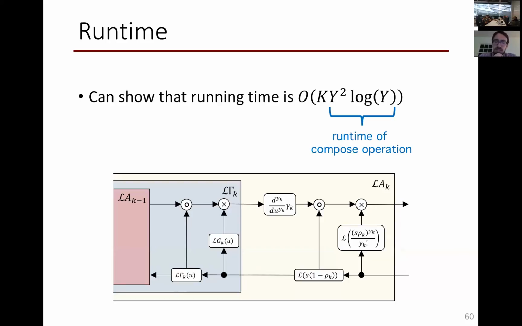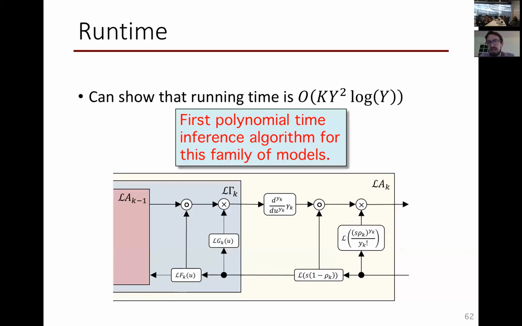It requires you to do the composition of two polynomials of length y, where in this case the y is the sum of the magnitudes of our observed variables. So this is the main runtime bottleneck. But this is not really, we think, too bad of a runtime, and this is certainly still polynomial. And having an inference algorithm with runtime like n squared log n is not too bad. In our case, k is going to be a small constant, so y is kind of the main problem size parameter. But regardless, this is the first algorithm that achieves polynomial time inference for this family of models.